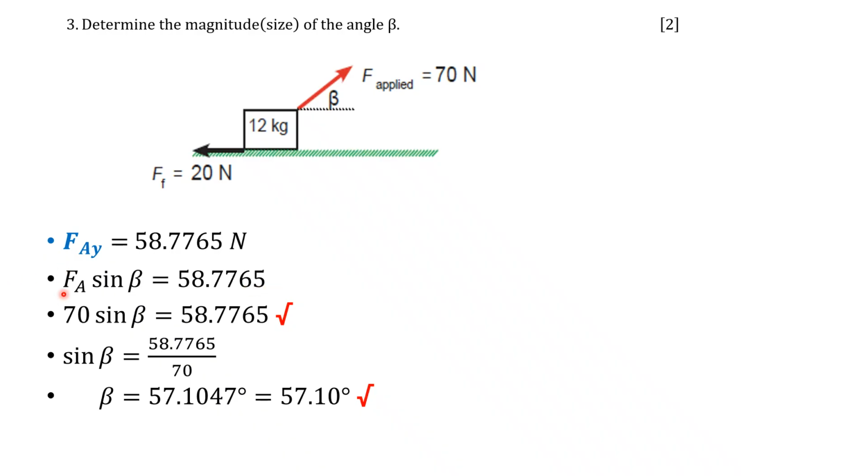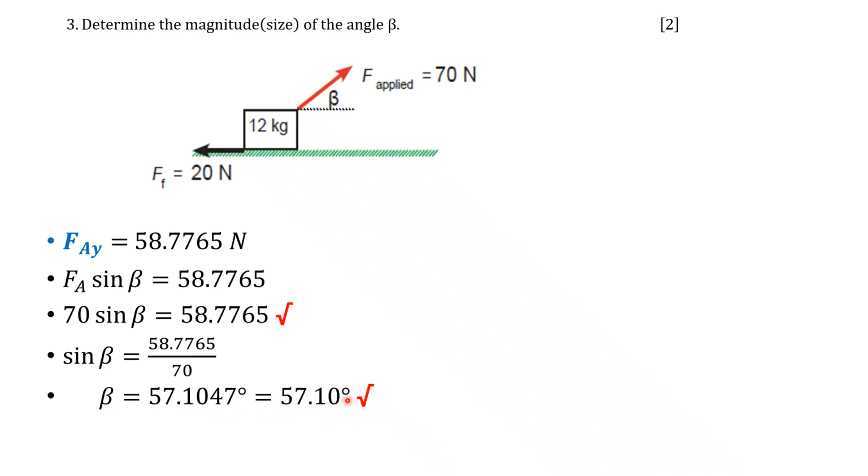58,7765. Applied force was 70, so there I substitute 70. So to get sine beta on its own, I make that the subject of the formula. That would become 58,7765 divided by 70. Right? Shift sine. Now calculator. Punch in 58,7765 over 70, equal, and we get beta equal to 57,1047 degrees, or we round off 57,10 degrees.